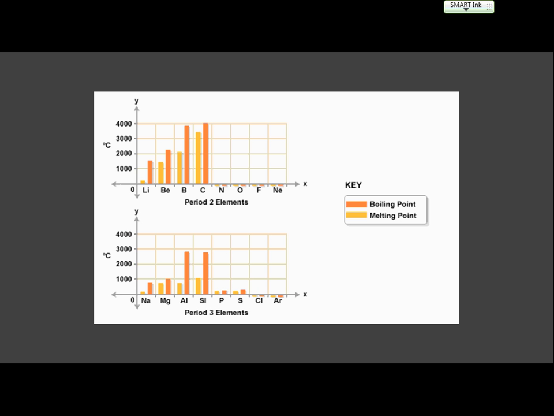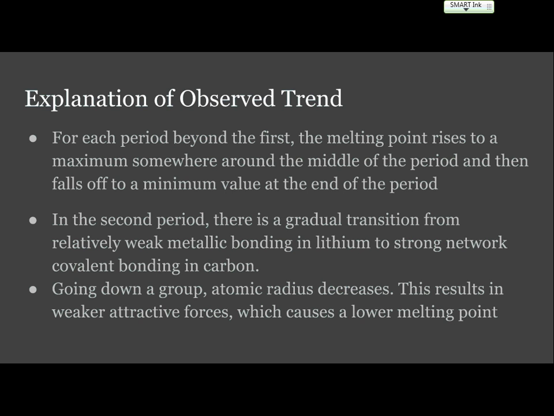And this is just a visual of the periods and how the melting point increases in the middle and then decreases toward the end of the period. On that graph, we talk about what happens as you get back to hydrogen.